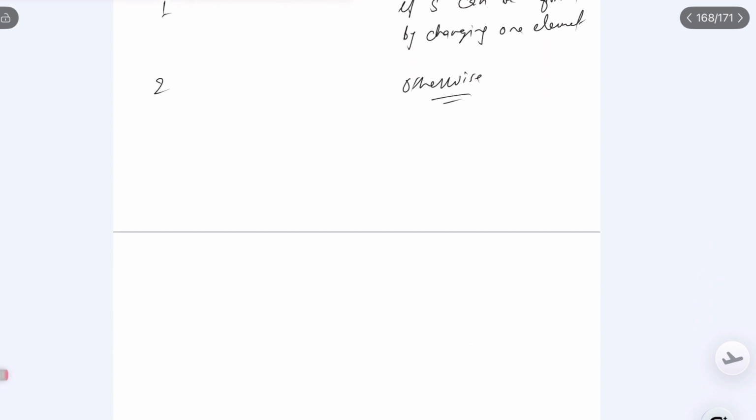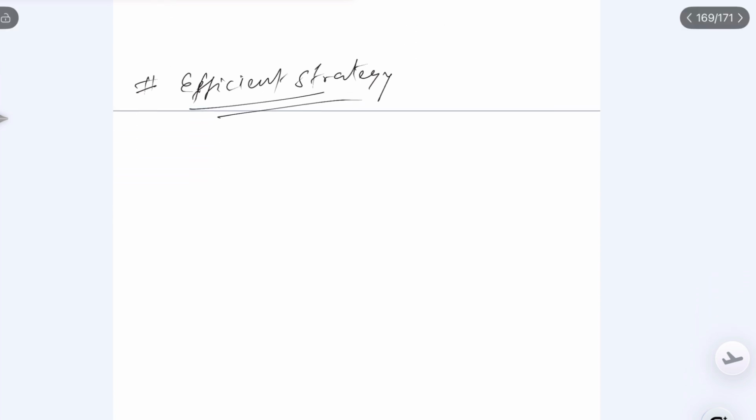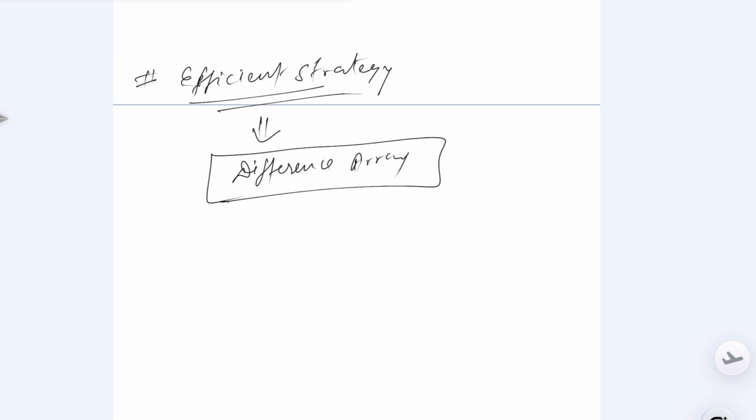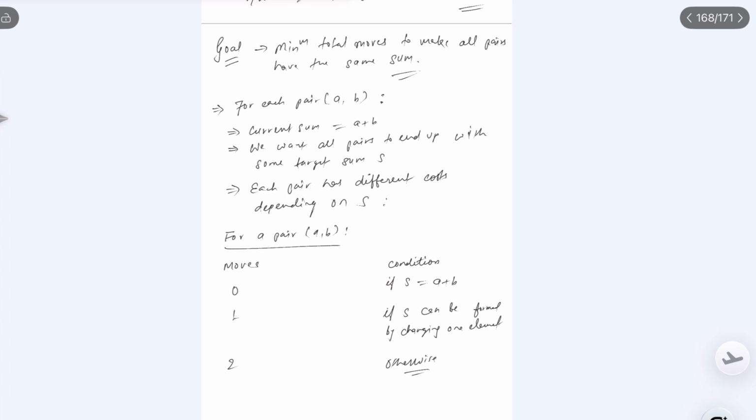So there is an efficient strategy. If any spelling mistake, don't mind. The efficient strategy is that we will use a difference array. If you remember, there is a pattern that gives you an idea. Instead of checking S separately, which is too slow, because we have to find it for all the pairs.